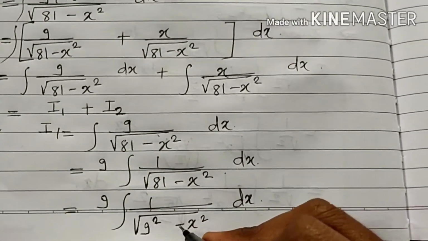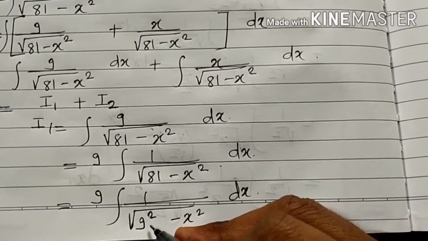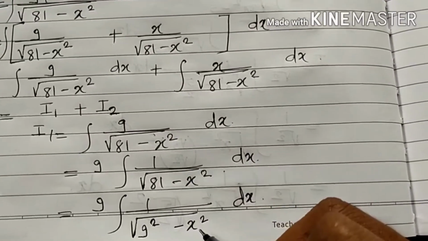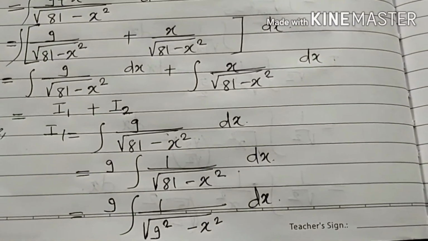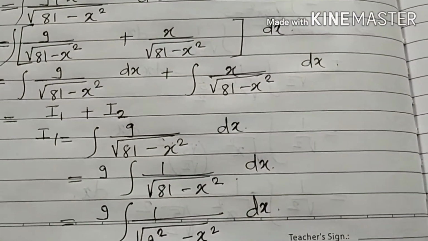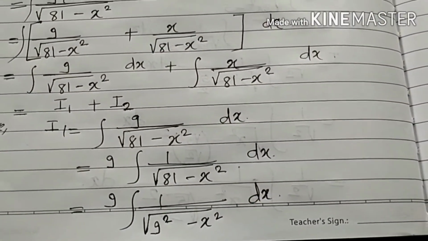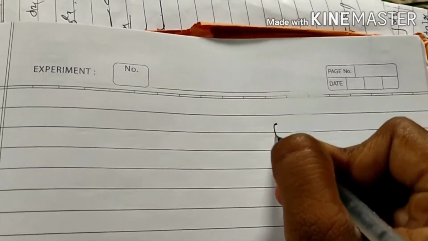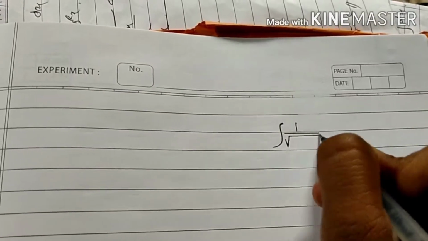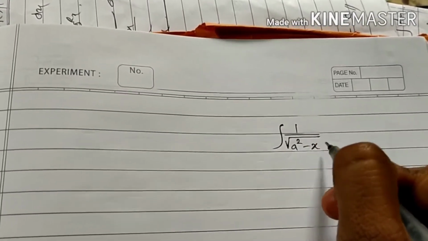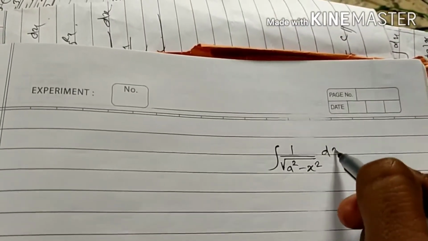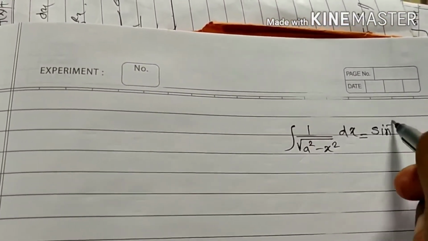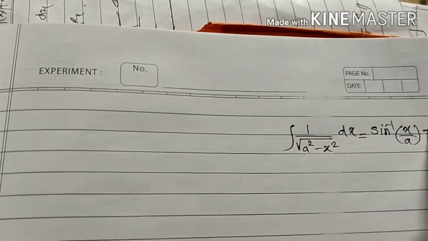Now here use the formula. Which is the formula? First here it's constant, so here you have to use under root of a square minus x square. So use this formula and put the value, so you get your answer. So what is that formula? Integration of 1 upon under root of a square minus x square dx is equal to sine inverse x upon a plus c.